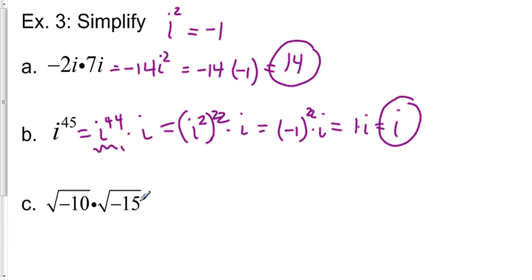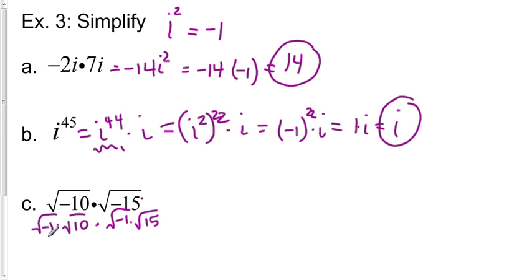Now, these are a little tricky because even though you might just say I can just multiply these and get the square root of +150, it kind of works that way, but it kind of doesn't. So let me show you. You want to split these up into the square root of -1 times the square root of 10, and then times the square root of -1 times the square root of 15. Okay, that's your starting point. That's what you've got to do first.